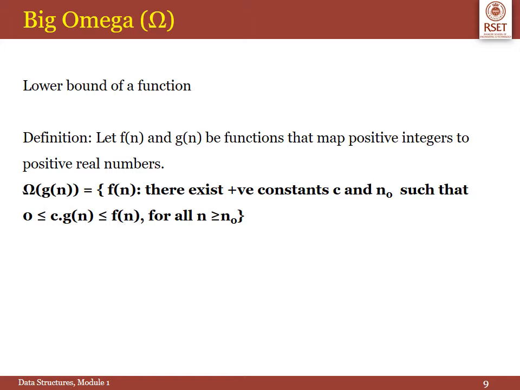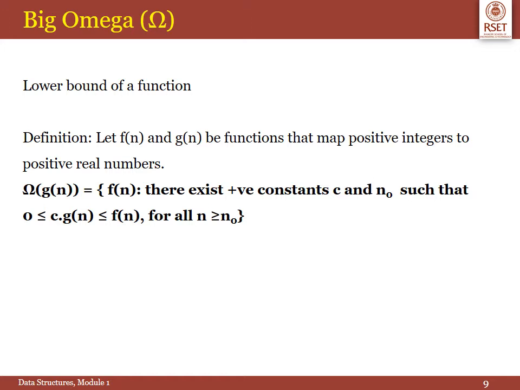Now we can formally define omega as f of n can be written as omega of g of n provided there exist positive constants c and n0 such that 0 is less than or equal to c times g(n), which is less than or equal to f(n), for all values of n greater than or equal to n0.